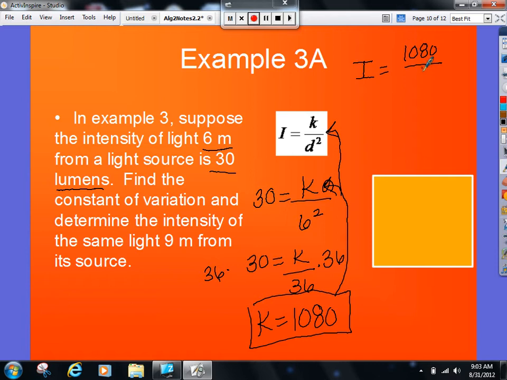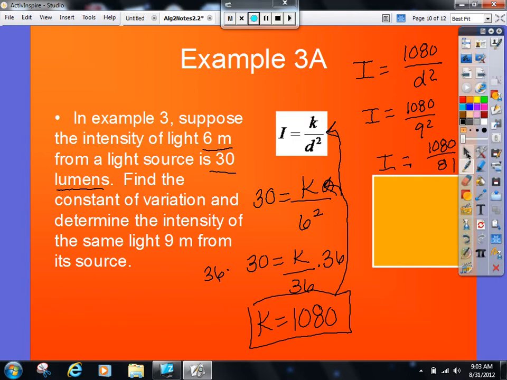over d squared. They're asking what it would be if it was 9 meters from its source. So I'm going to plug 9 in here for d. I equals 1080 over 9 squared. We know 9 squared is 81. I is 1080 over 81.